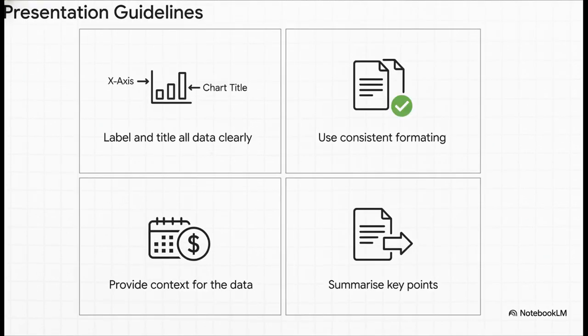Think of these as the golden rules for any report you ever create. You have to label everything, no mystery numbers. Keep your formatting consistent so it looks professional. Always provide context. What period are we talking about? And most importantly, give a summary of the key takeaways. You want to make it effortless for someone to know what matters.